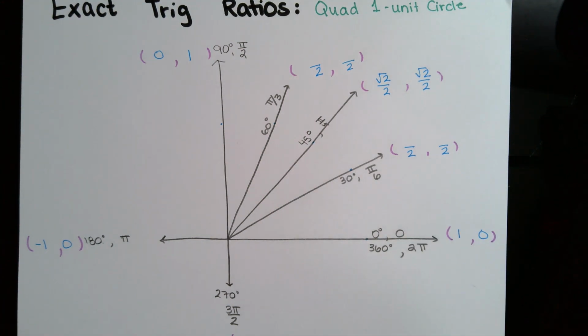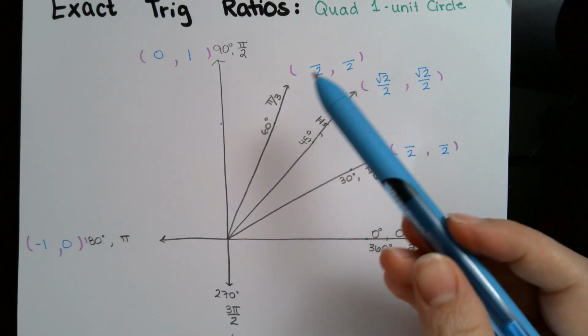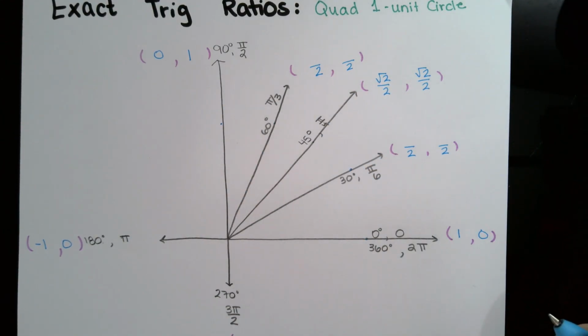How you have these memorized, it's up to you. How you want to spend your time filling in these values on your timed unit circle is also up to you. The way that I like to do it is I like to focus on 45, go around for 45, then I like to go on my 30s and then my 60s. There's also tricks to it.